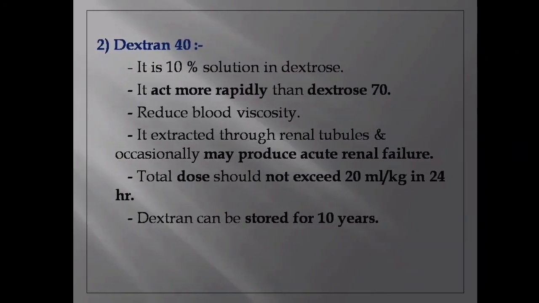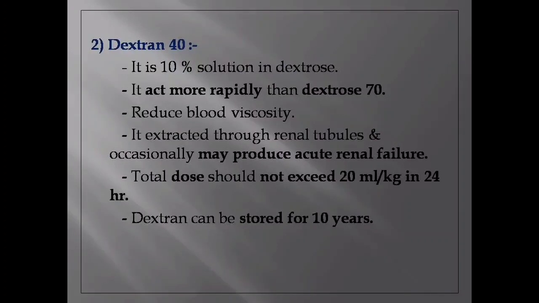Second one is dextran 40. It is a 10% solution in dextrose or saline. It acts more rapidly than dextran 70. It reduces blood viscosity. It is excreted through the renal tubule and occasionally may produce acute renal failure. Total dose should not exceed 20 ml per kg in 24 hours. Dextran can be stored for 10 years and is cheap, so it is the most commonly used plasma expander.